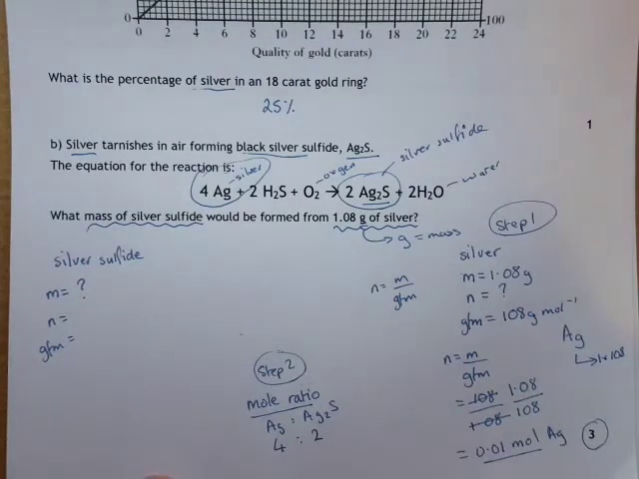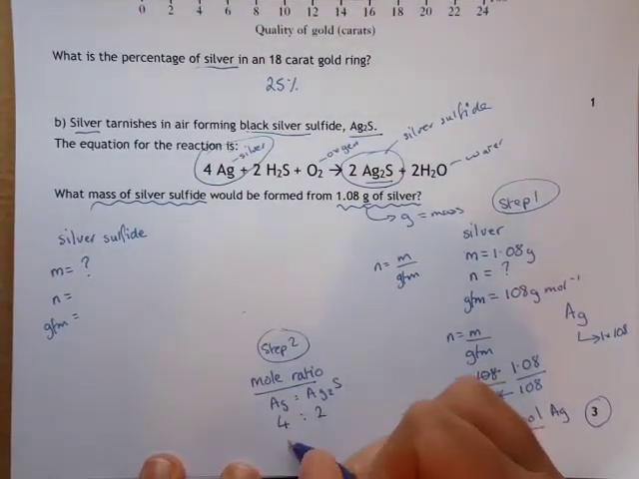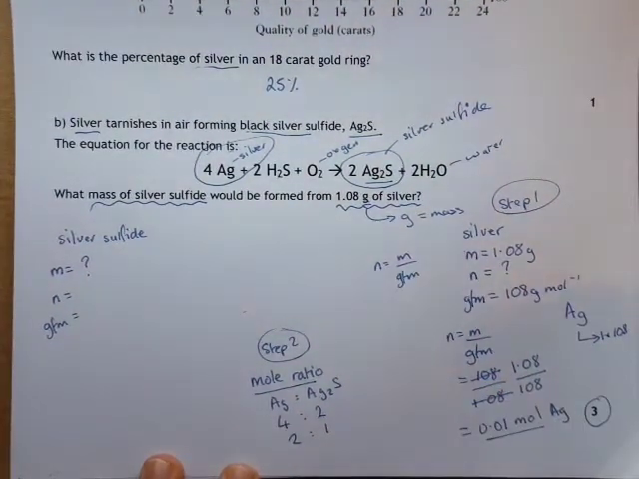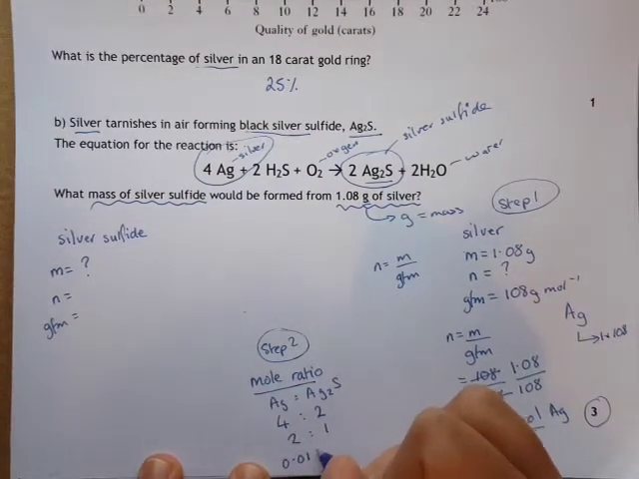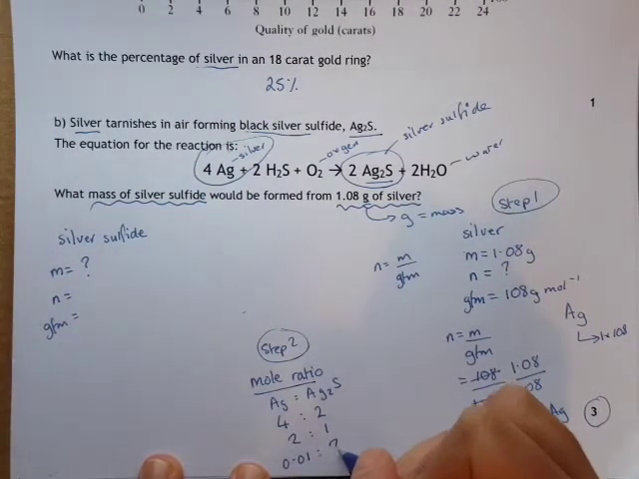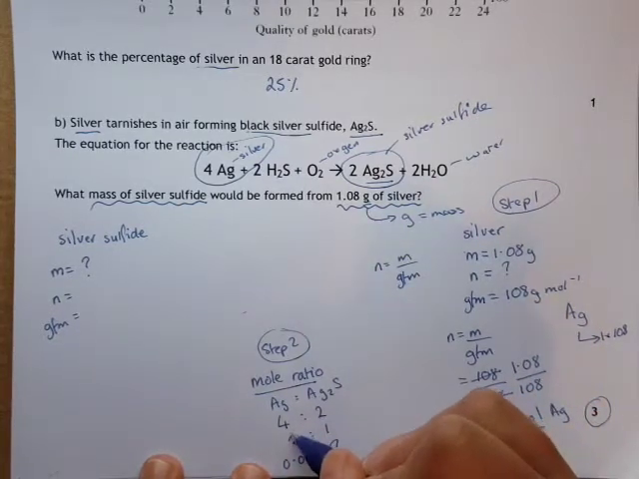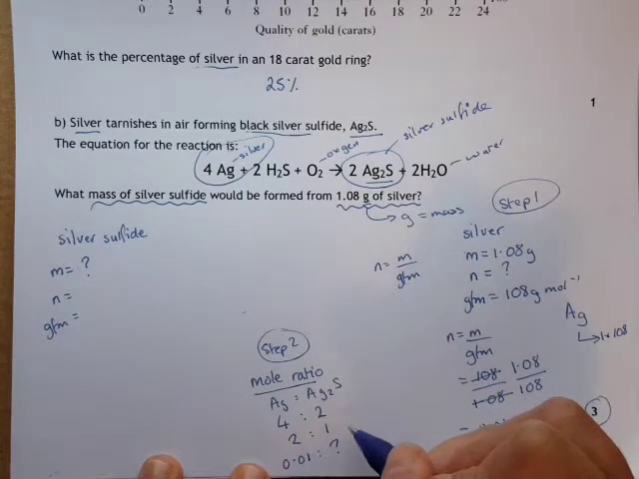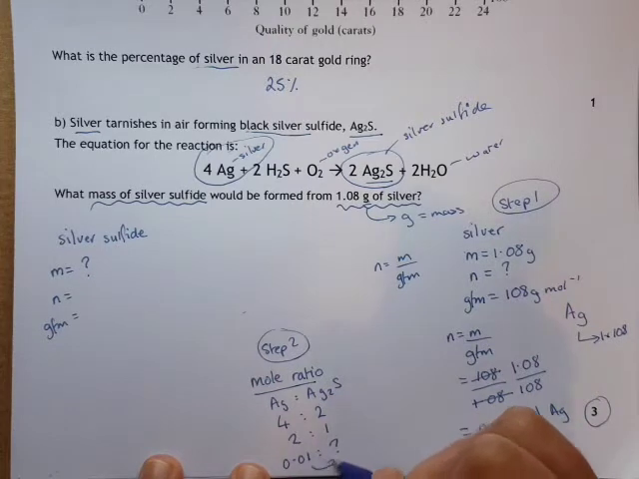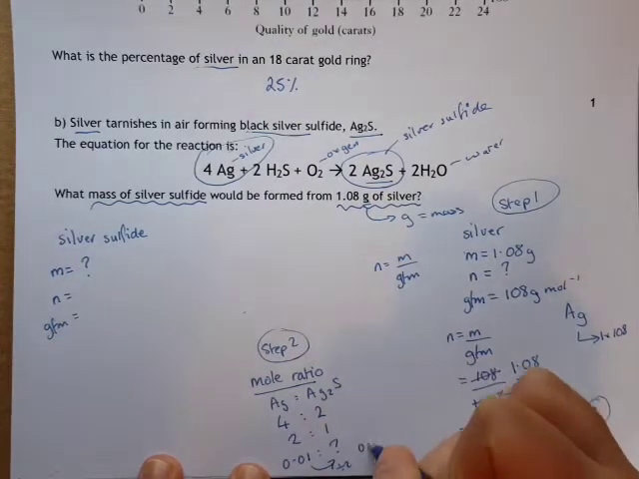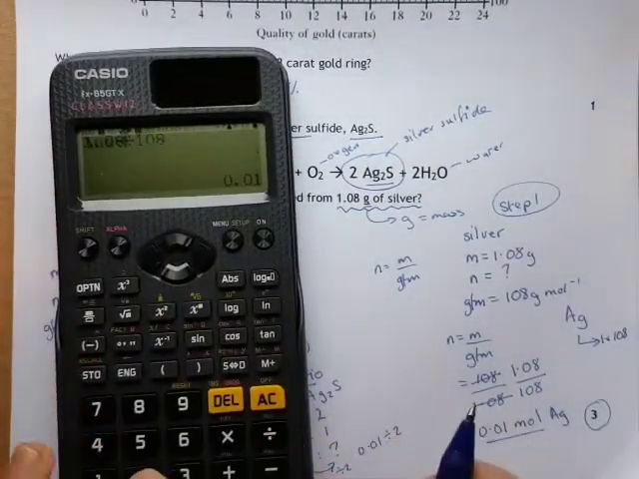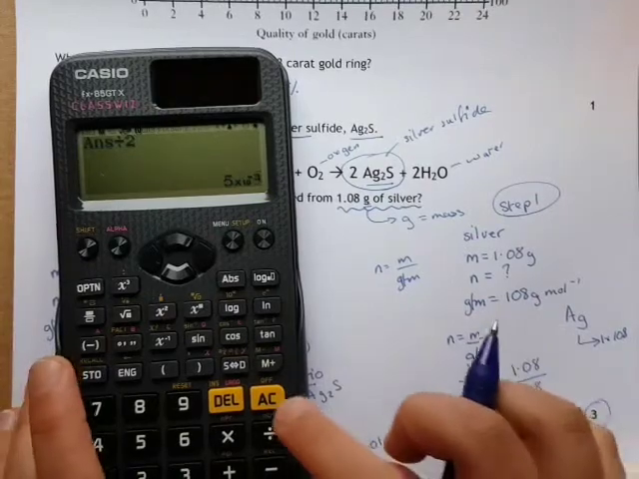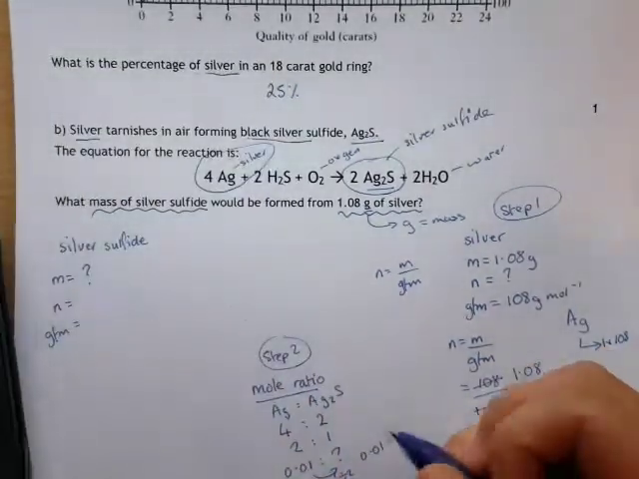Now, you should recognise from maths that would simplify to a 2 to 1 ratio. So if I know the number of moles of silver is 0.01 moles, and I'm trying to find the number of moles of silver sulfide, well, if it's a 2 to 1 ratio, to go from 2 to 1, I'm just dividing by 2. So if I do 0.01 divided by 2, it's given me 5 times 10 to the power of minus 3.